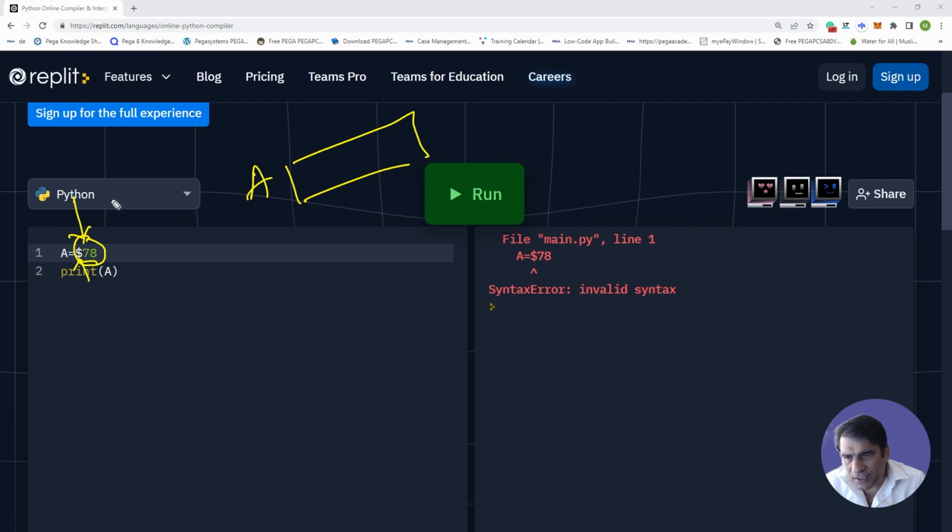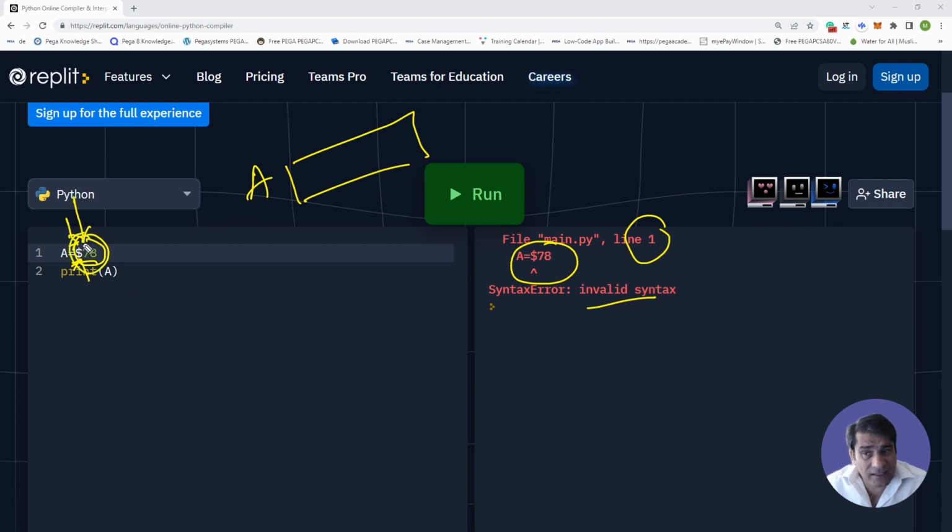$ sign. See, integer data is only digits and plus minus sign. With float data, only digits, plus minus sign and decimal point. So here we have a $ sign, which is not allowed. Any character is not allowed, only digits. See, it is telling us invalid syntax. I'm sorry, at line number 1, I do not follow what that thing is. So it is giving you an error.